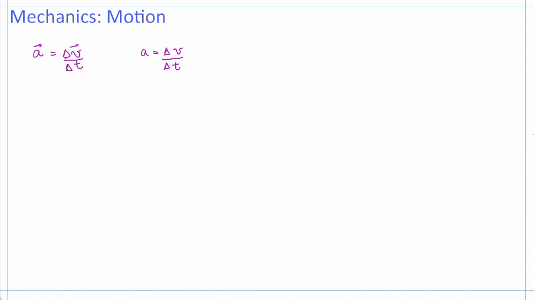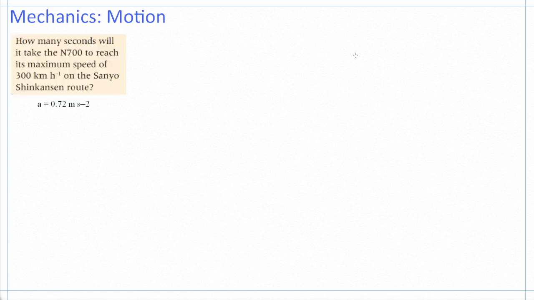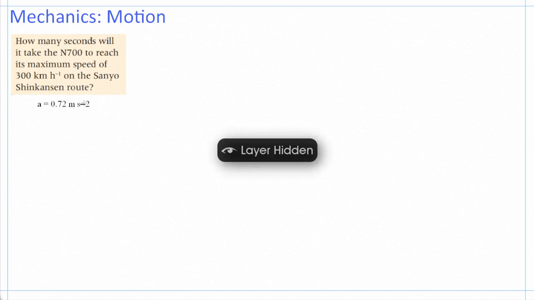So let's cover one example. Let's say that we have a train. That's a Japanese train, the N700. So this is its acceleration, in meters per second to the power of 2.